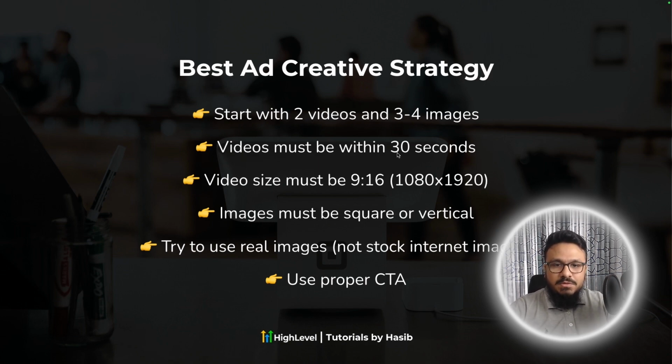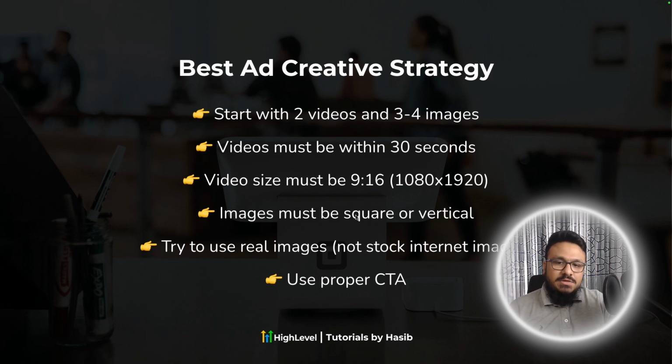The videos must be within 30 seconds. So if you do 30-second plus videos, chances are people won't watch the whole thing. And if people see that it's a really long video, they will skip after 3 or 4 seconds. If it's a shorter video, people will say, okay, this is 30 seconds, I might as well just watch it. That's why you need to keep your videos under 30 seconds. The video size or the resolution must be 9:16, which is 1080 by 1920, which is a vertical format. So if you shoot it through your phone, that's basically the format that it will come in.